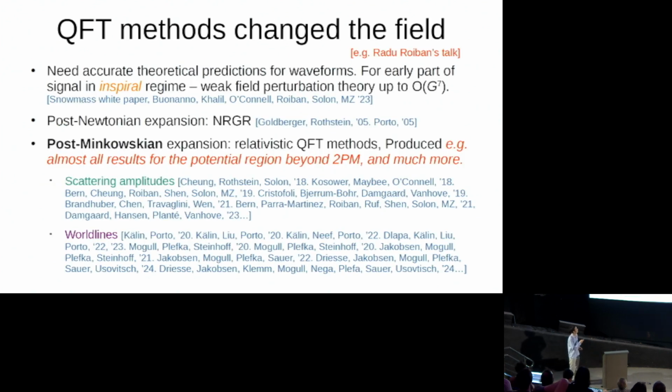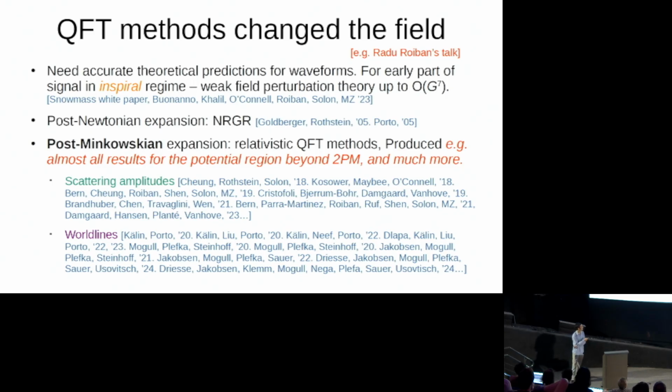Surprisingly, in recent years, QFT methods changed the field. We know that we need accurate theoretical predictions to meet the challenge of future detectors. For example, in the Snowmass white paper, we estimated that up to the 7th order in G may be needed for the perturbative inspiral regime.